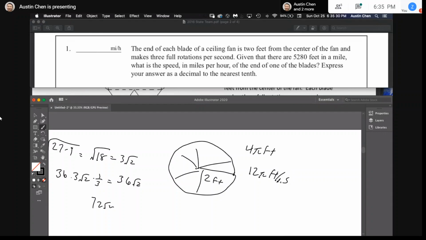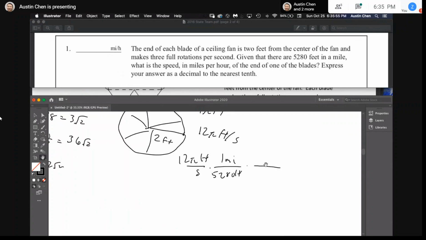All right, so we already have the speed. Now we just need to convert it, right, to miles per hour. So just use dimensional analysis. We have 12 pi feet per second, and then we're given that there are 5,280 feet in a mile, so we put feet in the denominator like that. And then we want hours, right? There are 3,600 seconds in 1 hour.